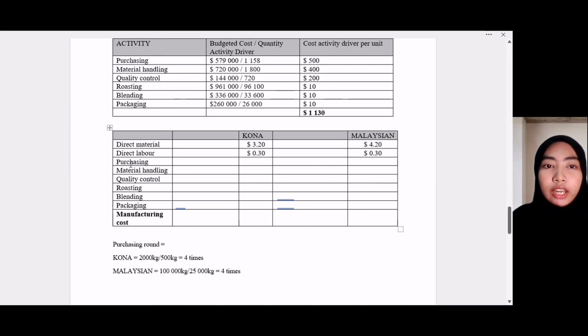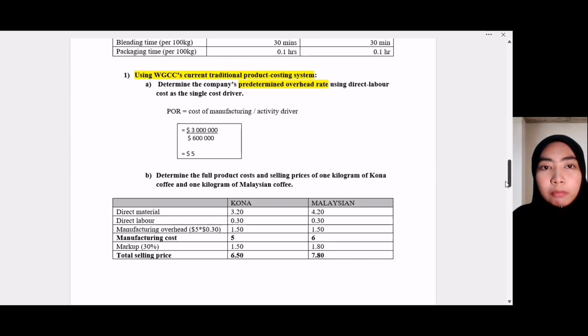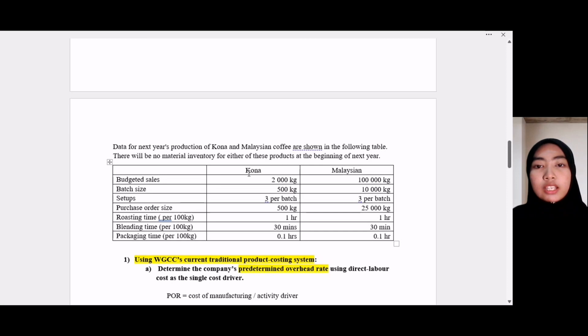For the activity cost, there is some calculation that we need to do. Before we calculate this, we need to know how many times the purchasing happens, how many times they buy. We get this information from the table in the question. The budgeted sales for Konas is 2,000 kilograms, and the budgeted sales for Malaysian coffee is 100,000 kilograms.